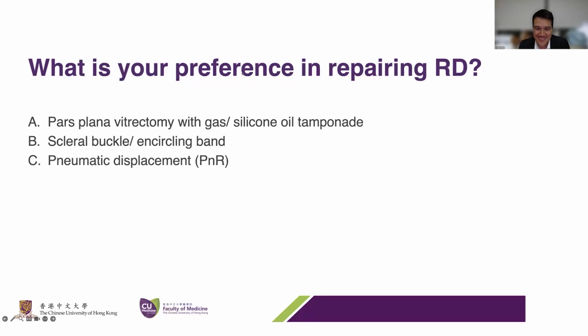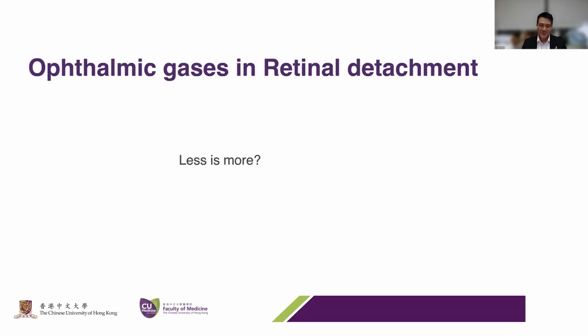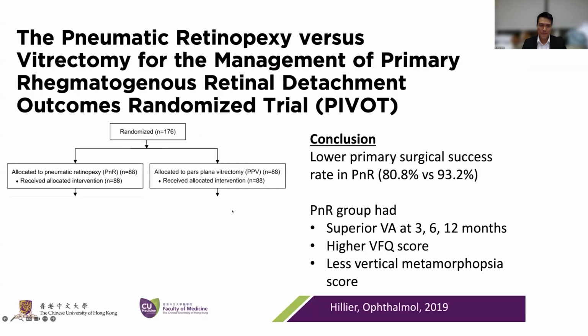Right, I can see them as expected. The majority of the audience voted for pars plana vitrectomy with gas or silicone oil tamponade, and I entirely agree with you. In my practice, that is my most commonly performed procedure as well. But hopefully after this talk, when you come across suitable cases, you may take the time to consider whether you can offer a buckling procedure or encircling band procedure or even pneumatic retinopexy for your patients. And why is that? Because we want to use the least amount of gas in retinal detachment surgery as possible.